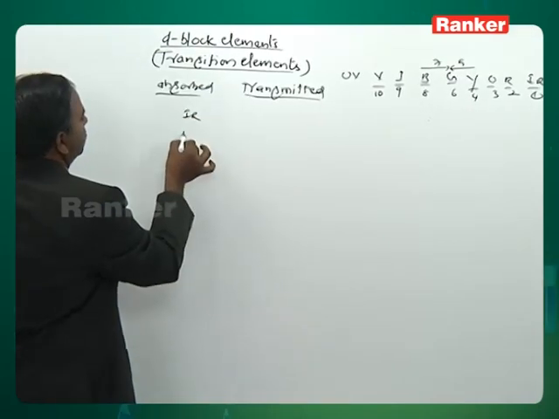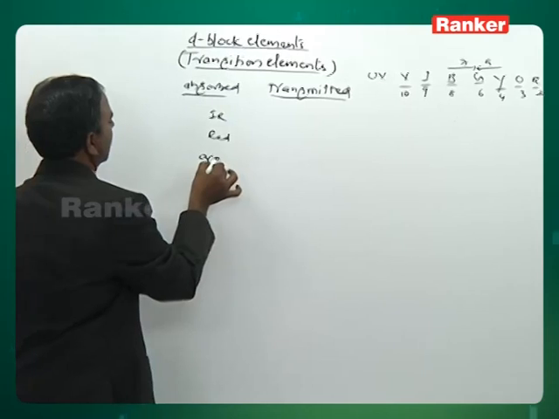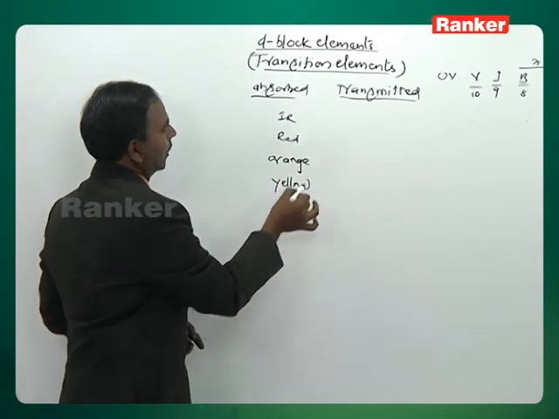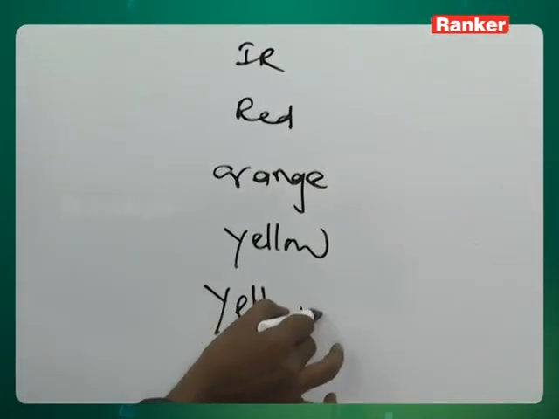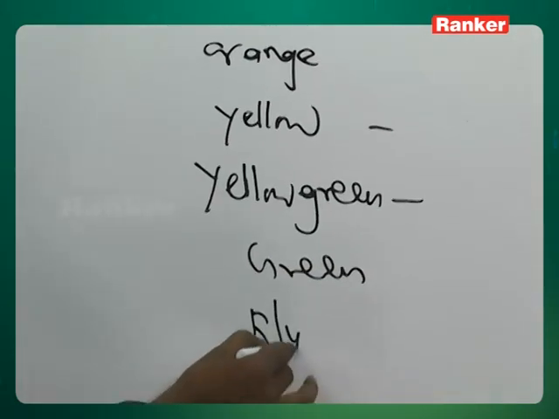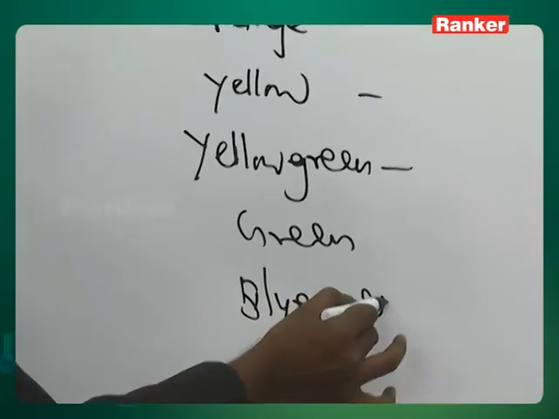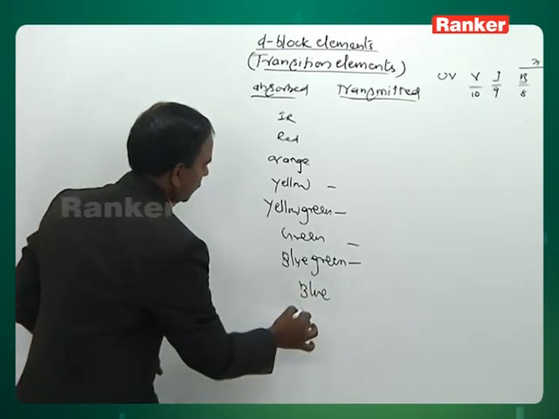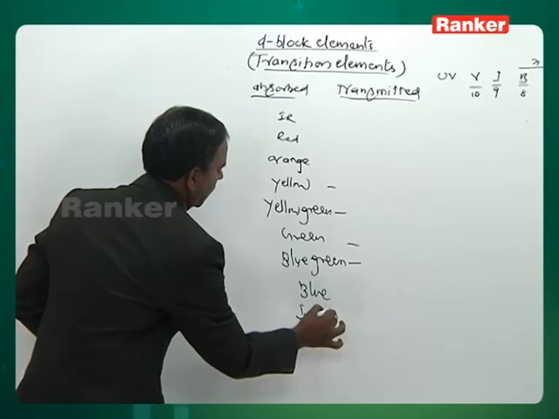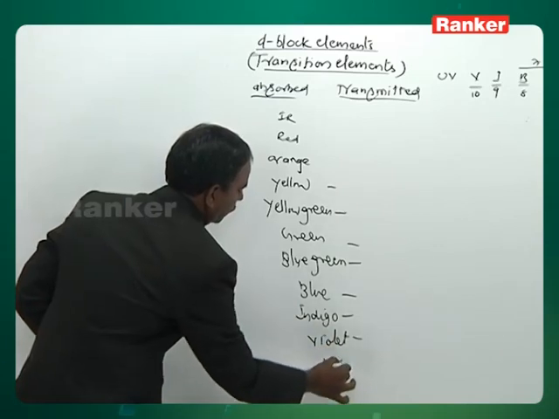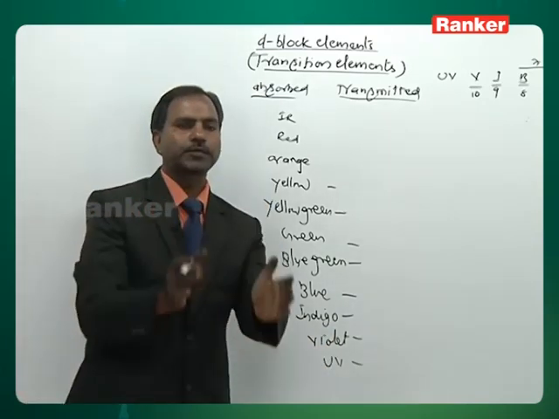You see, infrared, red, orange, yellow, green, then you take yellow green, then blue green and blue, indigo, and you take violet, then let me say UV. These are the order of absorbed colors you take.